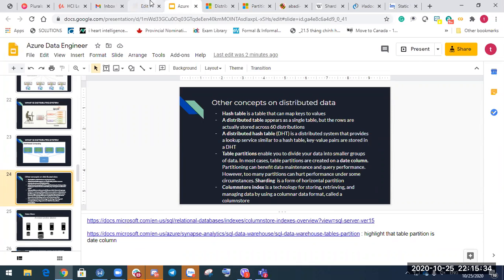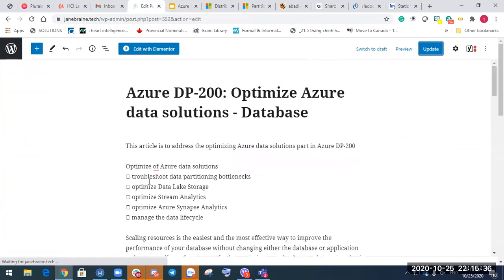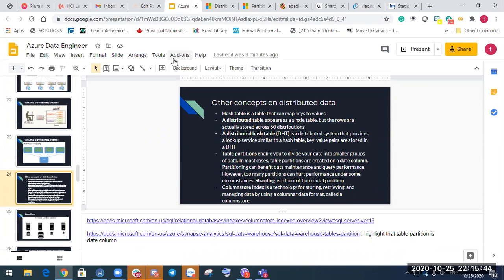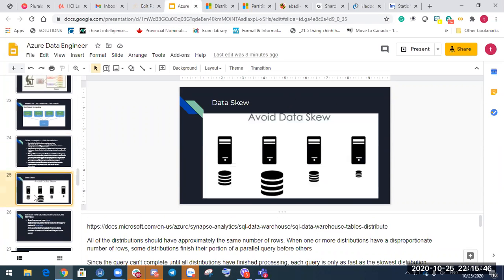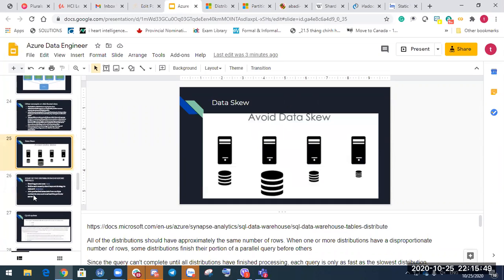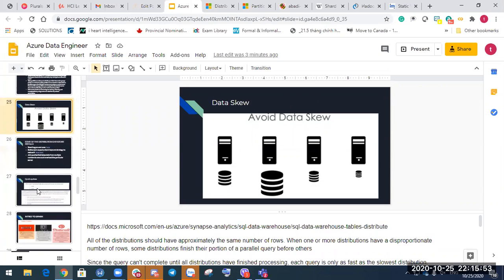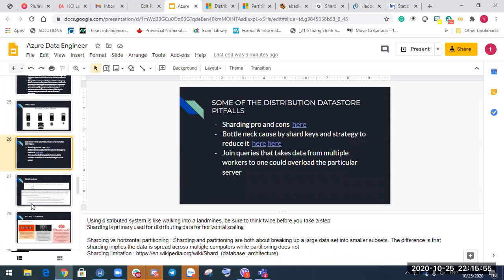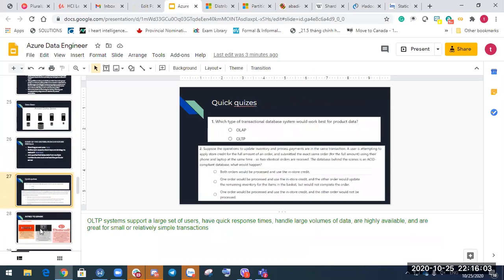And as I showed you in the earlier session, this is actually one of the sections in the DP 200. This is what I copied out of Microsoft Learn on this section. Okay, so data skew is also a very common issue and a common vocabulary we need to learn. And data sharding, some pitfalls, you can read the footnote here. We will go over it again once we reach Azure Cosmos DB.